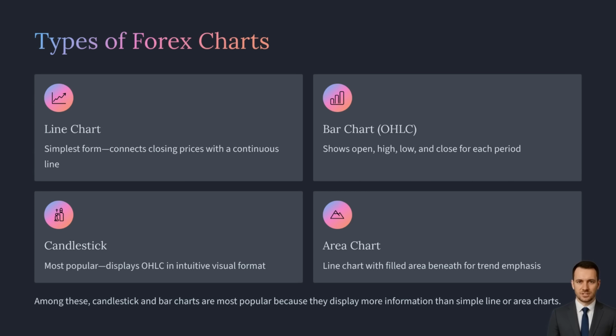Forex prices can be visualized using different chart types. The 4 main chart styles are line, bar, OHLC, candlestick, and area or mountain charts. Each type presents price data differently, and understanding all of them will help you choose the best view for your analysis. Among these, candlestick and bar charts are the most popular for Forex trading because they display more information than a simple line or area chart. Let's explore each chart type and how to read them.